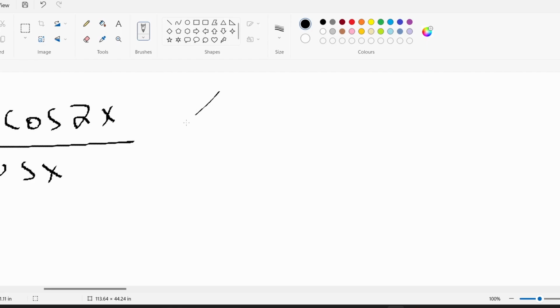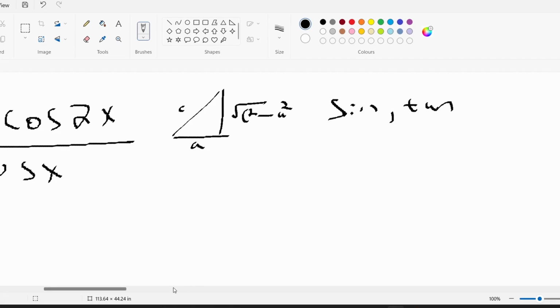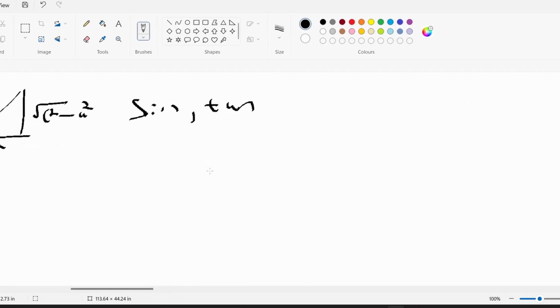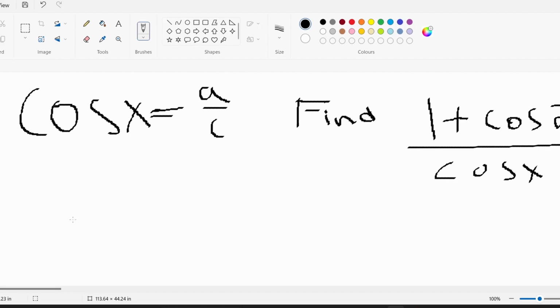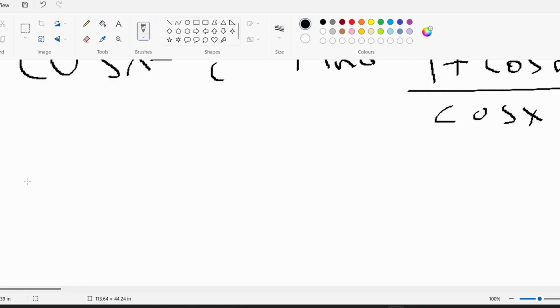Again, it's the long way, but construct a triangle. You know that this is a, this is c, using SOHCAHTOA. You know that this is going to be the square root of c squared minus a squared. You can now define your sine and your tan. So you can use any identity regarding these two if you want to just directly substitute them in. If not, I'll show you the way that most IB students see it.